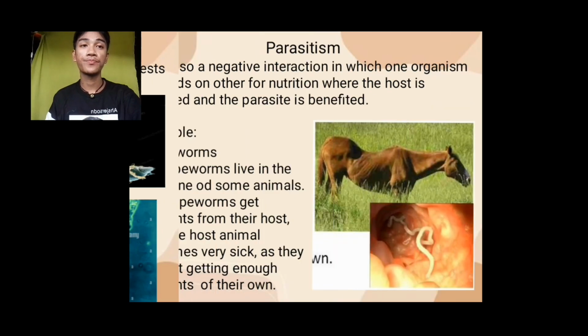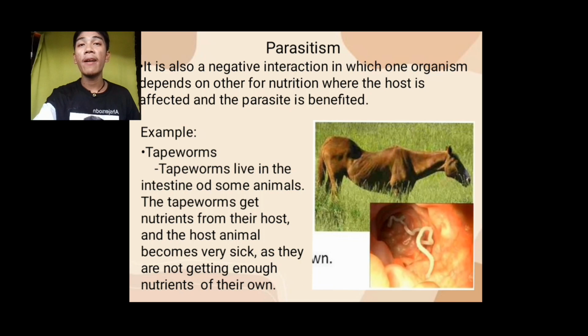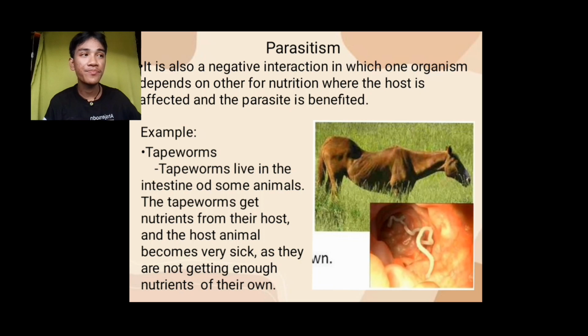Okay. So this one, the parasitism. It is also a negative interaction in which one organism depends on another for nutrition, where the host is affected and the parasite is benefited. So when we say parasitism naman, ang isa lang yung nakikinabang. Nakikinabang pa siya, tapos nakakapagbigay pa siya ng sakit sa nakukuhaan niya ng mga nutrients.